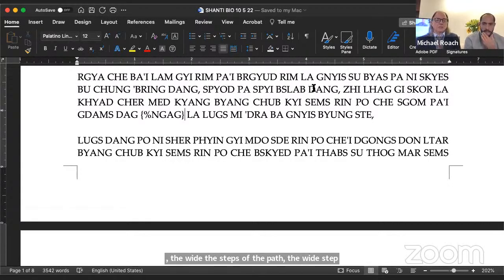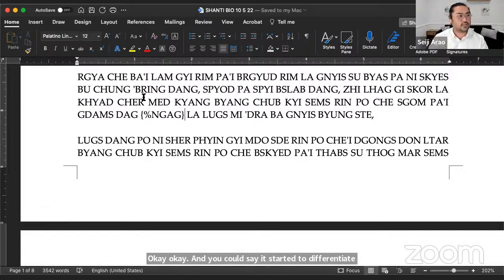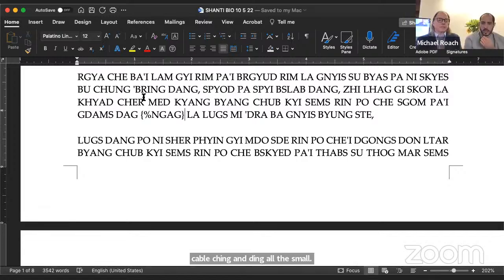Okay, it's split into two, and you could say it started to differentiate people of lesser capacity and people of medium capacity in the Lamrim. Then it began talking about training in the practices. The practices here are the six perfections, the practices of the Bodhisattva.